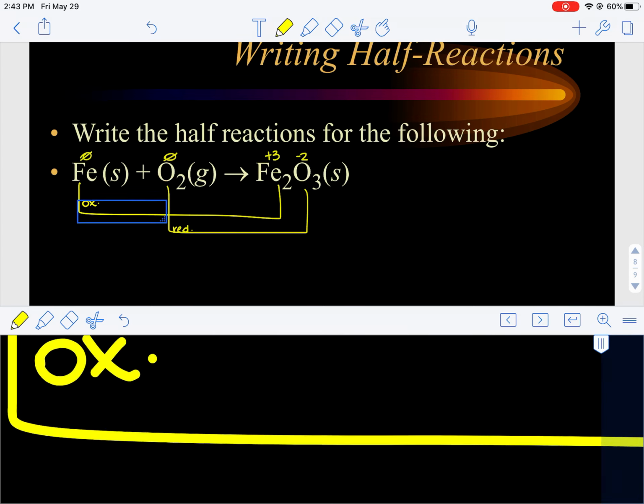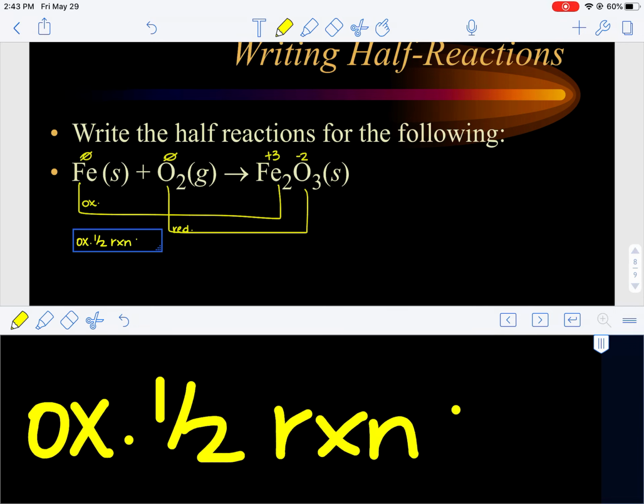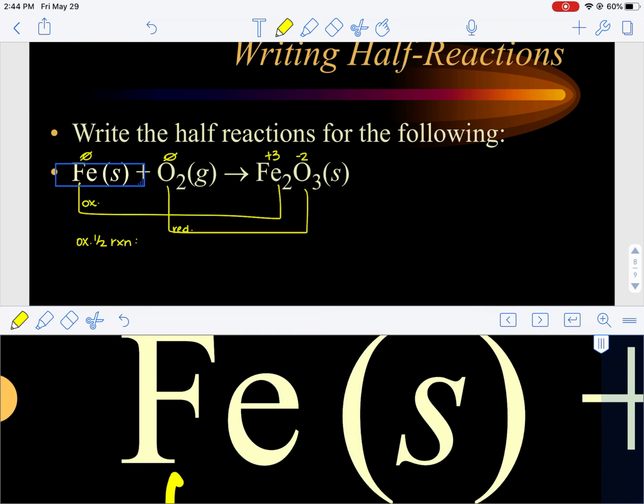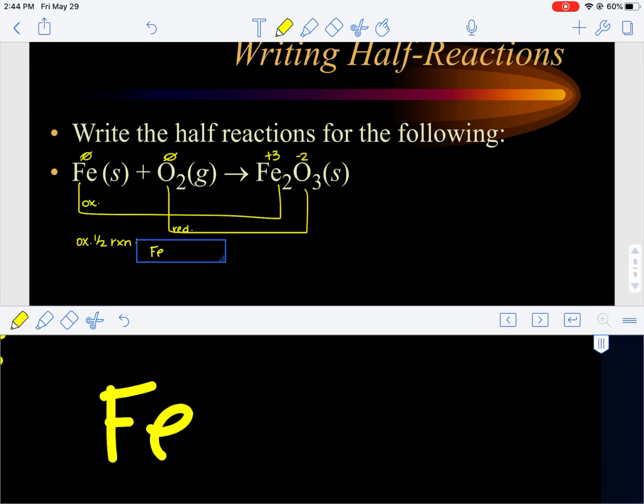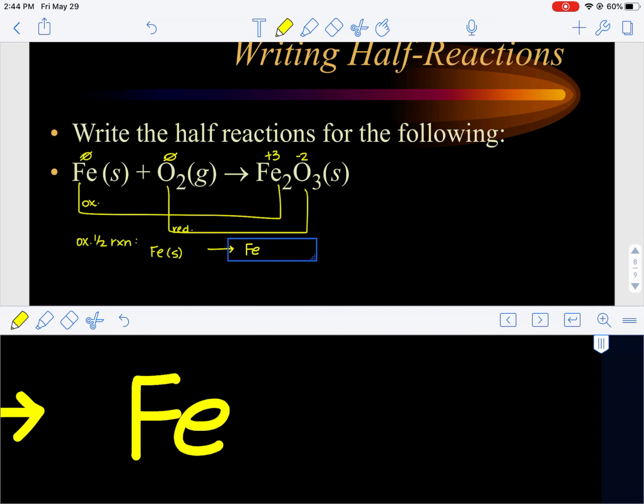I'm going to write what's on both sides of the links. So let's start with the oxidation half reaction. Oxidation half reaction. The first thing that I have on the link is the iron solid. What it's linked up with on the product side is this compound, Fe2O3. The compound, though, is ionic. You know that if we were to put it in solution, it would break up, right? So what it's really changing to is the Fe3+ ion.